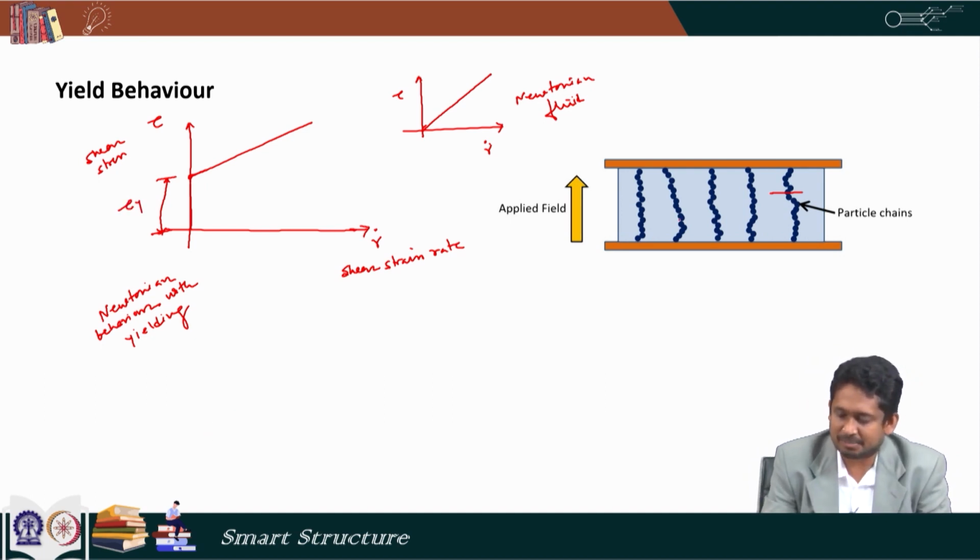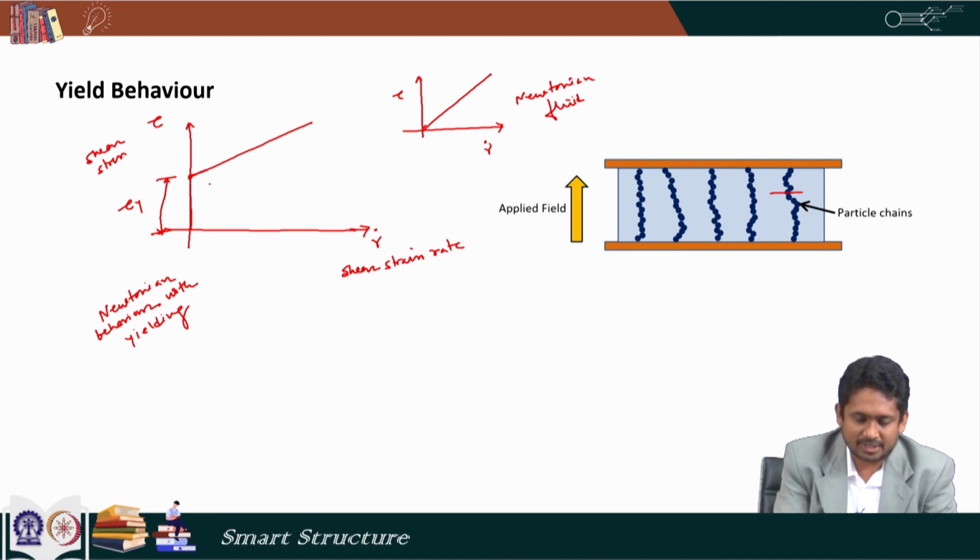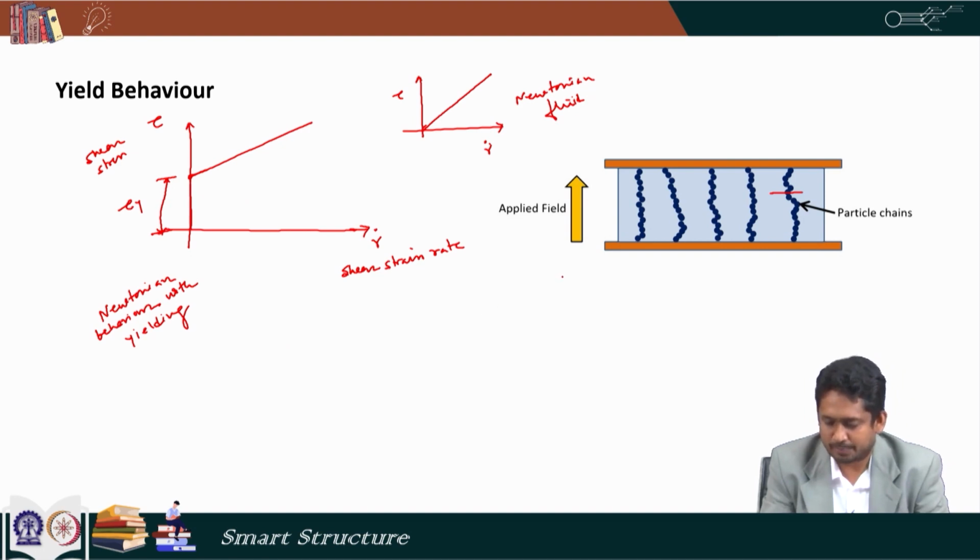In case of magnetic material, we can get higher yield stress. In case of magnetorheological fluids, the yield stress is more. In case of electrorheological fluid, the yield stress is relatively less. Now, if I apply more electric field, the yield stress can be increased. So, if the field strength is more, the chain strength is more, and accordingly it needs more strength to break.